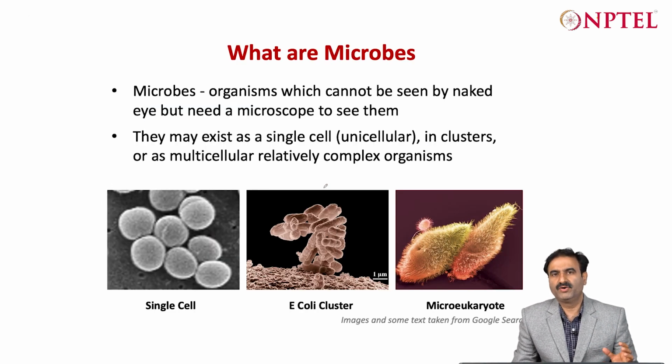Microbes are microscopic, which cannot be seen by the naked eye and need a microscope to see. Among them there could be micro eukaryotes also, and they could be single cell, the typical bacteria, or sometimes even multicellular, clustered together, like the E. coli cluster that we see here. So we are dealing with single cells, or the colonies of these bacteria, and we want to culture these.